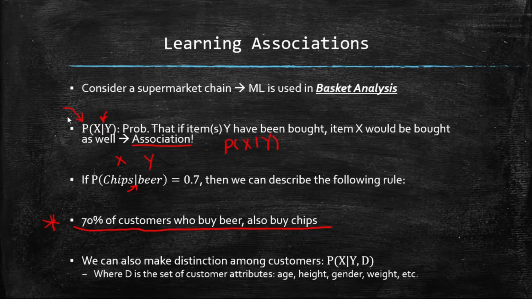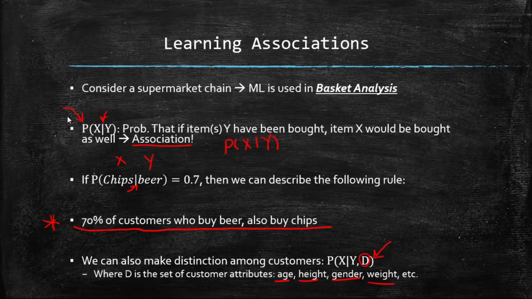You can basically make distinction among the customers, right? And that is this guy right here. So you say the probability of X given Y and D. It means that you're considering this other variable as well, called D. And what is D? It is a set of attributes belonging to your customer. It can be the age of your customer, their height, their gender, their weight, etc., etc.